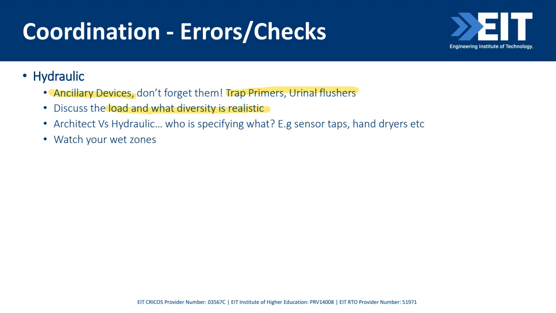Now, sometimes there's confusion over what the architects specify or what hydraulic engineers specify. So a common one is sensor taps or hand dryers. So we might not see them on the hydraulic drawings because they're provided by architects, or vice versa. There's a little bit of cross-discipline there. And lastly, because hydraulic is associated often with water and wet services, we need to make sure that when we do provide power, it's the right IP rating so that it can go in the right zones near a potential water source and remain safe.